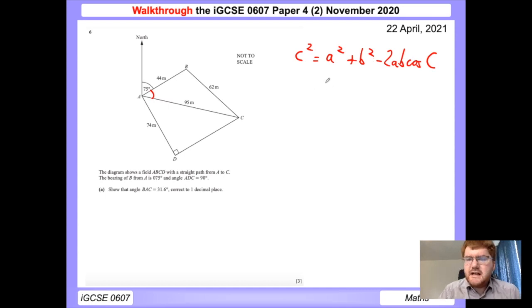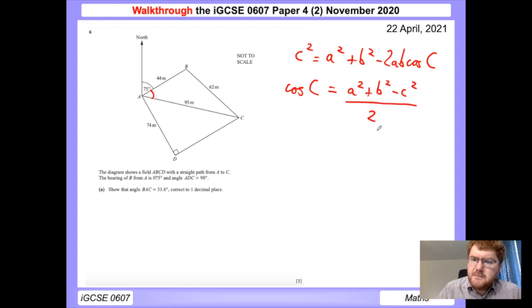I get my students to actually learn off the angle version of this, which is cos C is equal to a squared plus b squared minus c squared over 2ab. Generally, I get my students to learn this because you don't want to be under stress to derive it from the other equation. When you have three sides and you're looking for an angle, you can use the cosine rule directly.